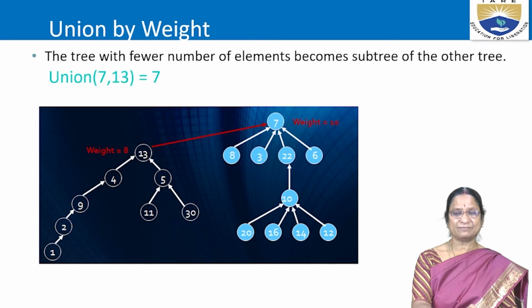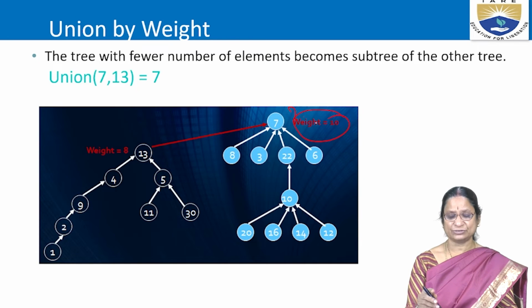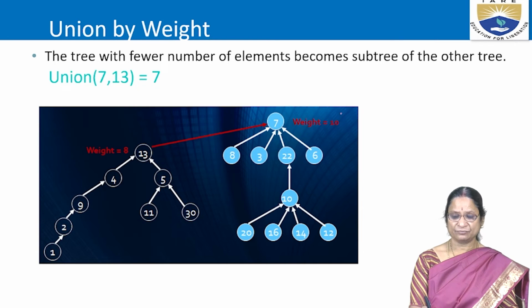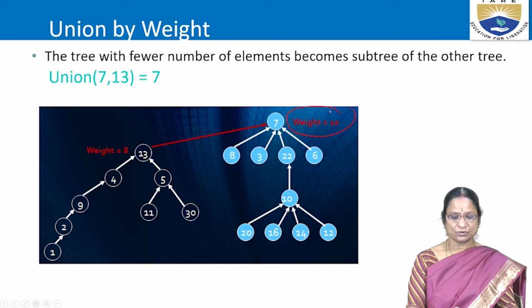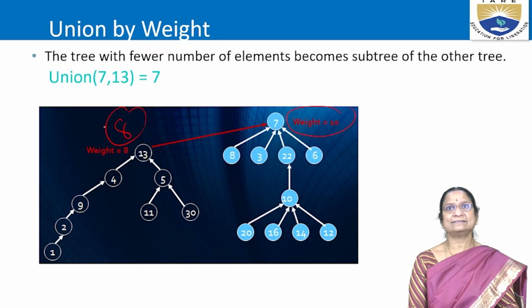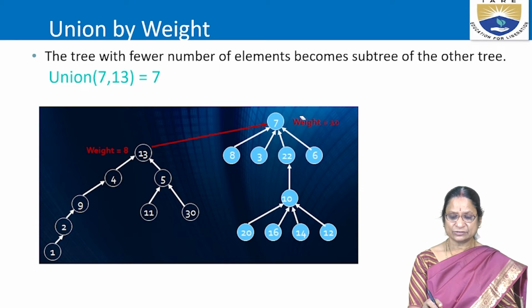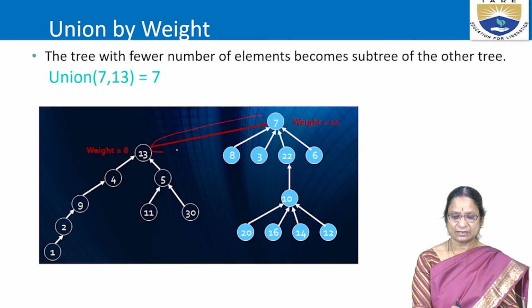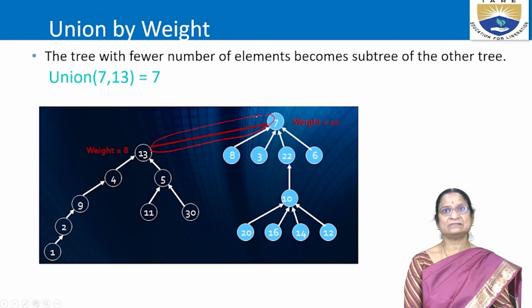If this is the example, 7 and 13, the 7 tree, how many nodes are there? 1, 2, 3, 4, 5, 6, 7, 8, 9, 10. 10 nodes are there. So the number of nodes is the weight of the tree here. And the 13 tree: 1, 2, 3, 4, 5, 6, 7, 8, so its weight is 8. Here the weight of the tree is 10. So this is the lesser one. So you observe that this 13 tree becomes a child of the 7 tree.